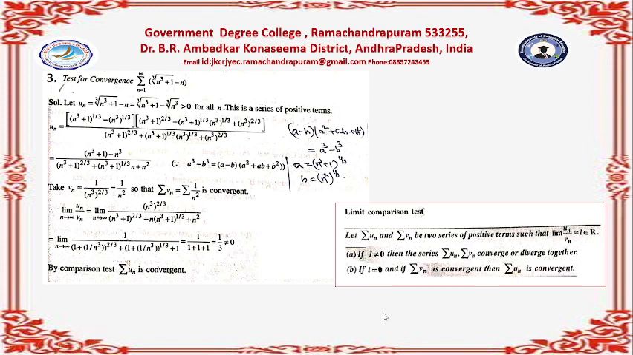What is limit comparison test? If summation un and summation vn are two series of positive terms such that limit un by vn equal to L, that is a real number, then if L is not equal to 0, then the series summation un and summation vn converge or diverge together. If L equal to 0 and if summation vn is convergent, then summation un is convergent. Here automatically by limit comparison test, because summation Vn series is convergent, summation Un series is also convergent.